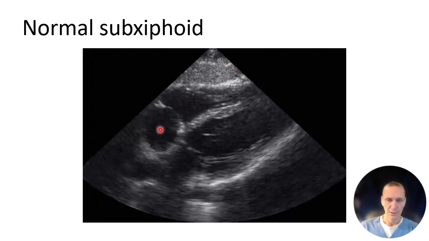RV, the RA, the left ventricle, the left atria, the pericardial sac. This is the liver here. This is a good image. There's no fluid around the heart.